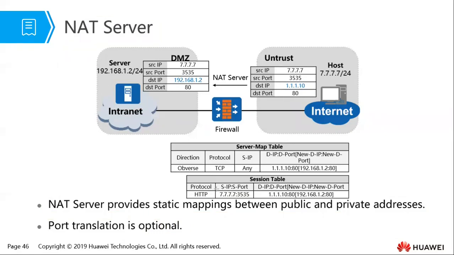So if we look at the session table, you can see the source. The source is this host, with a random port number 3535. The destination is the public IP address of our server and port 80 because they're accessing our web server. But in the session table, we know that when this comes in, we are supposed to translate it to 192.168.1.2 on port 80. So that is how that is achieved.